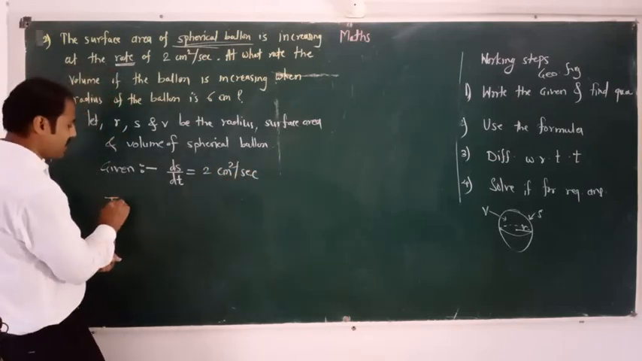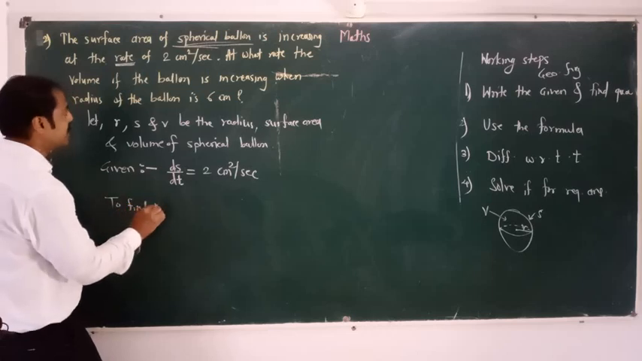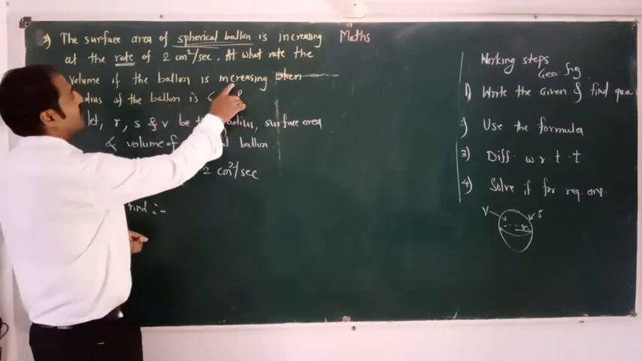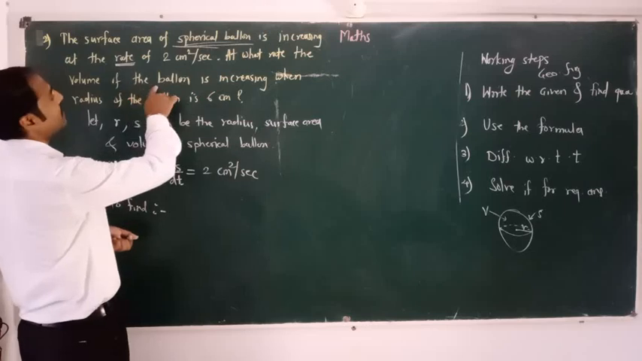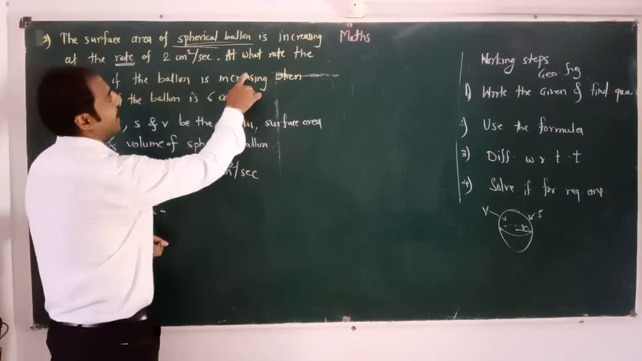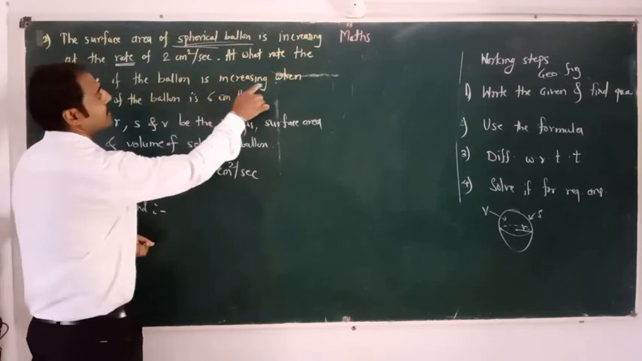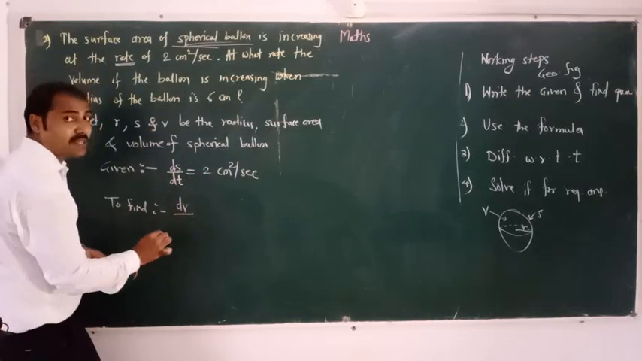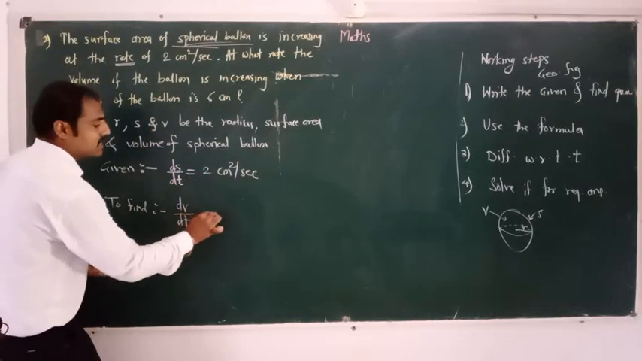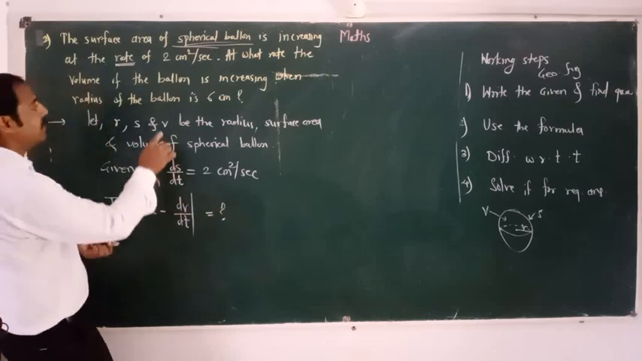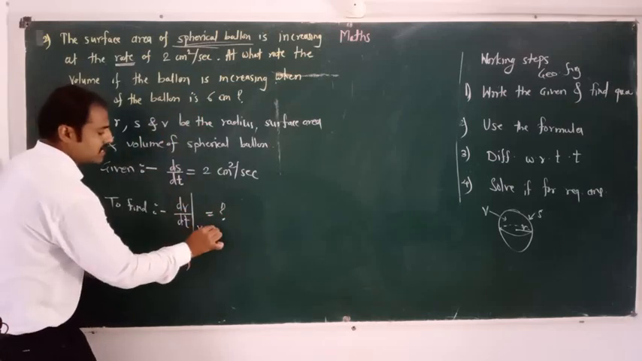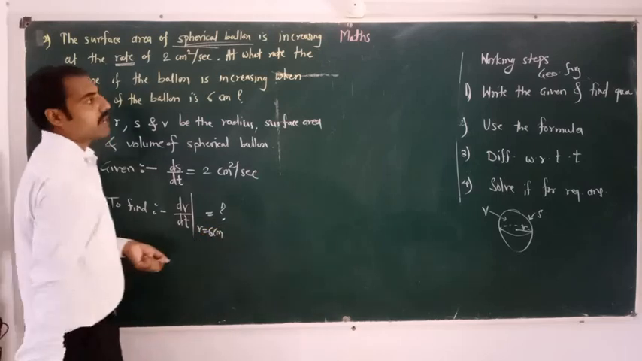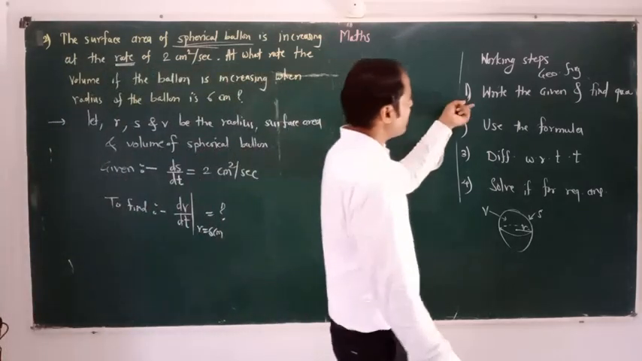And to find, what is to find? At what rate the volume of the balloon is increasing. V is the volume, then the rate of change of volume is nothing but dV/dt, which is to be found, and r is equal to 6 cm. Now the working steps are first completed.